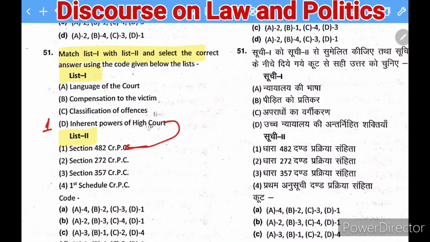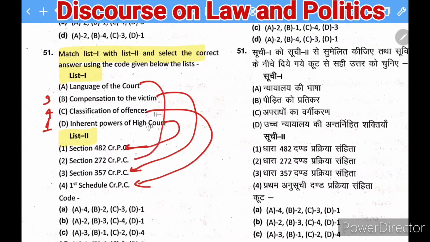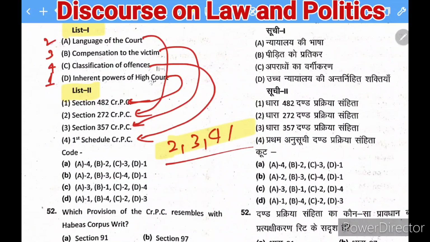The next is the classification of offenses. It is in the first schedule of the CrPC. Compensation to the victim is in section 357, so please write 3. Classification is 4, and the language of the court is in section 272, that is 2. So we have found the code 2, 3, 4, 1. This is the correct code. You can see the B option given here. It is the correct code.